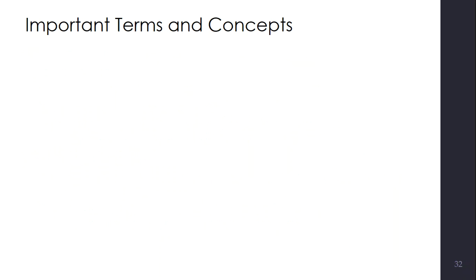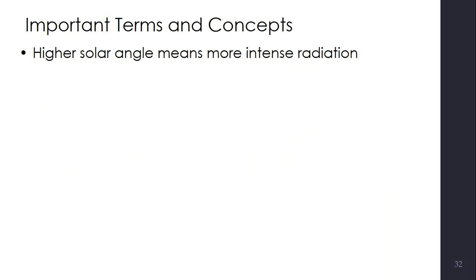Some more important terms and concepts. The higher the solar angle means the more intense radiation. This means as you get towards 90 degrees, you are getting more sun, which is pretty intuitive to us, right? If we think about going outside on a summer day, we don't think of needing sunscreen as much, although we should, in the morning and at the end of the day, right?